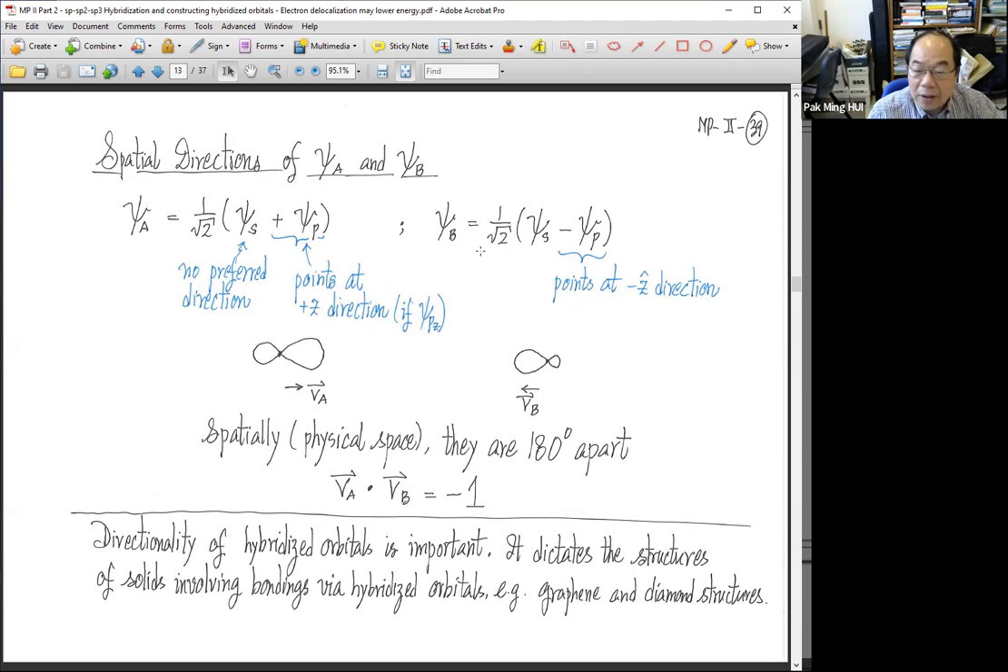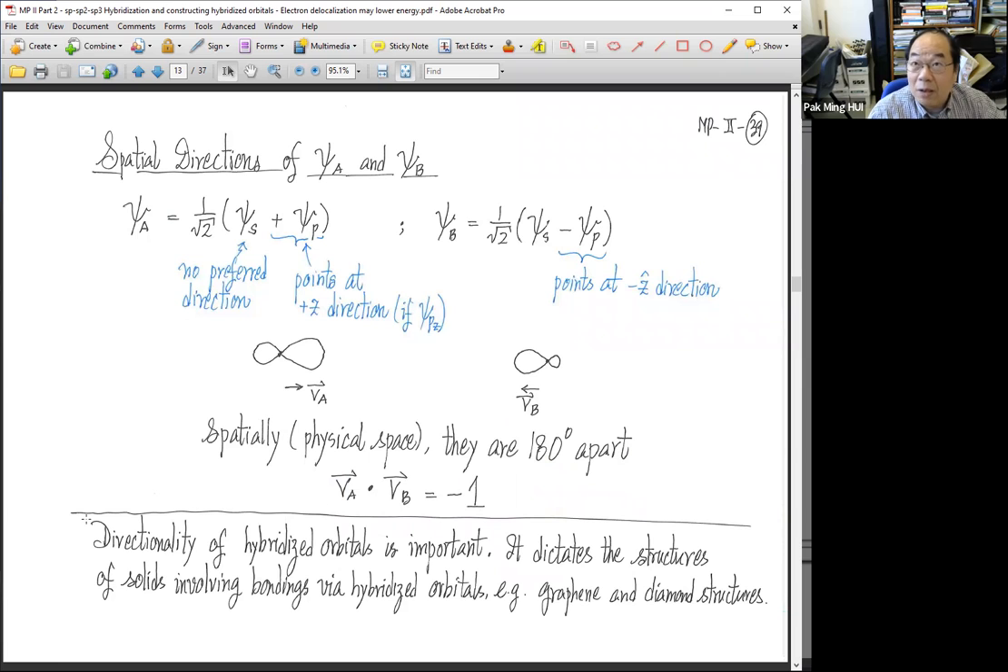How to look at it? Here is the lazy way. s has no direction. You have a plus p. It points in one direction. You call that z, so it points at this side. This one, s, has no direction, minus p points in the minus z direction. And therefore, from the spatial viewpoint, these two vectors actually dot into a minus 1. They're 180 degrees apart. And this directionality happens to be very important.